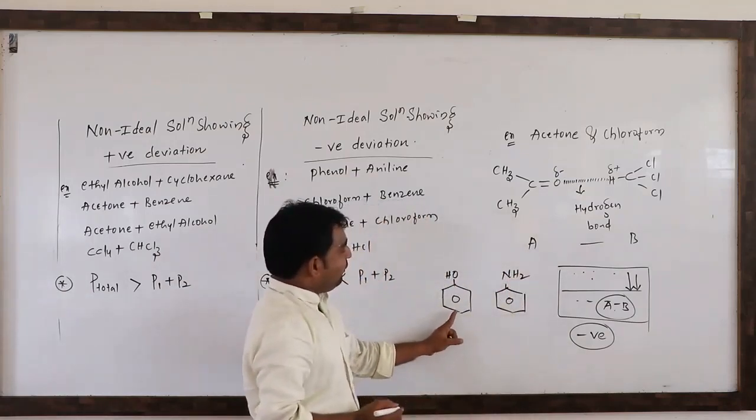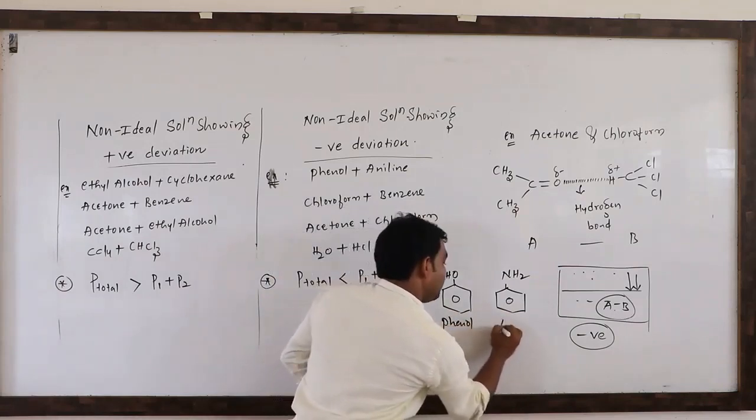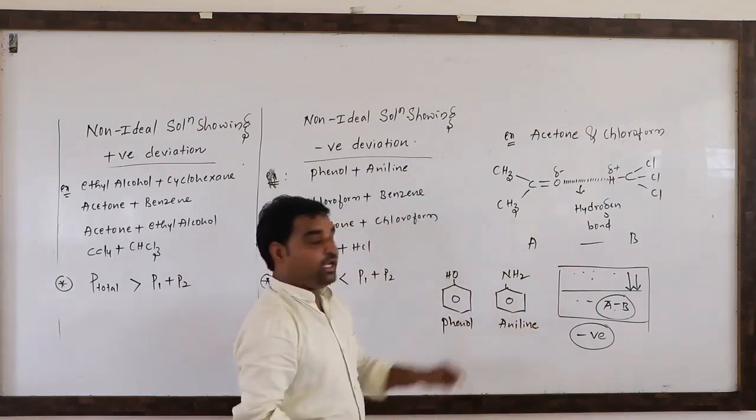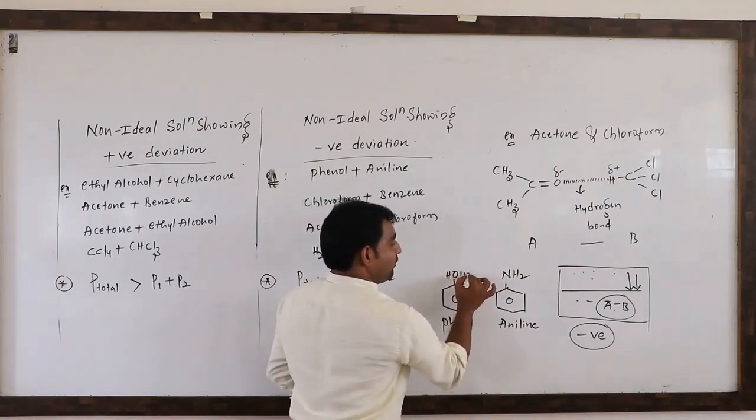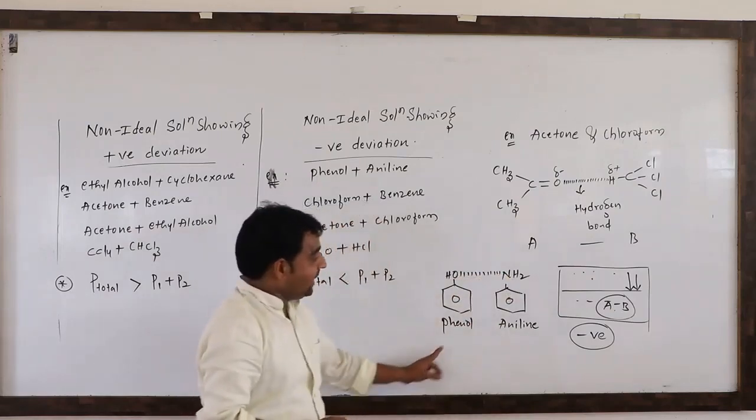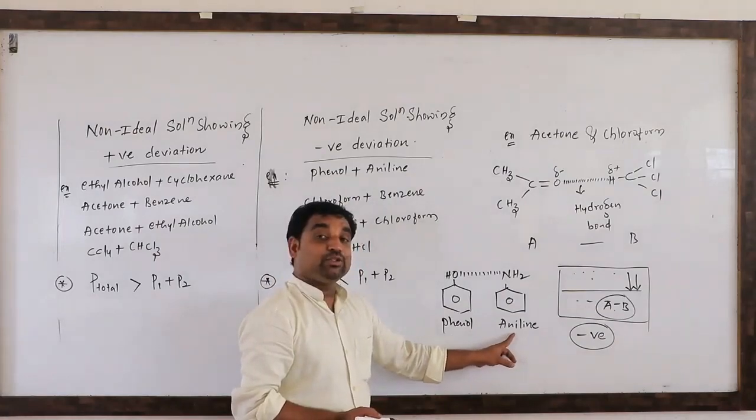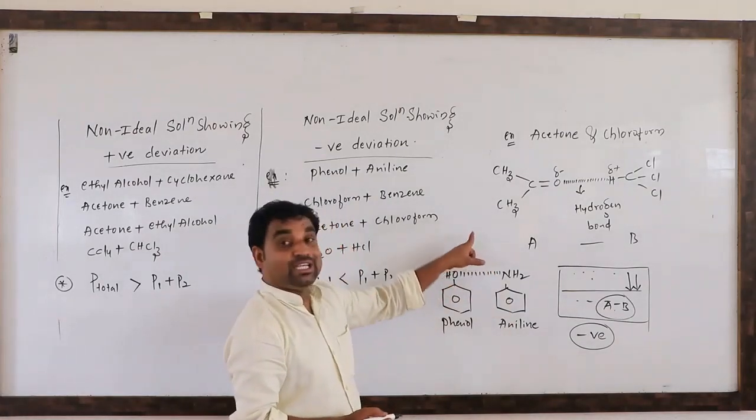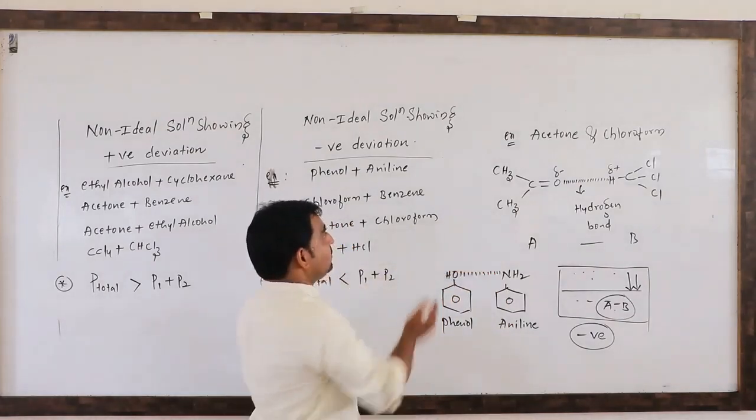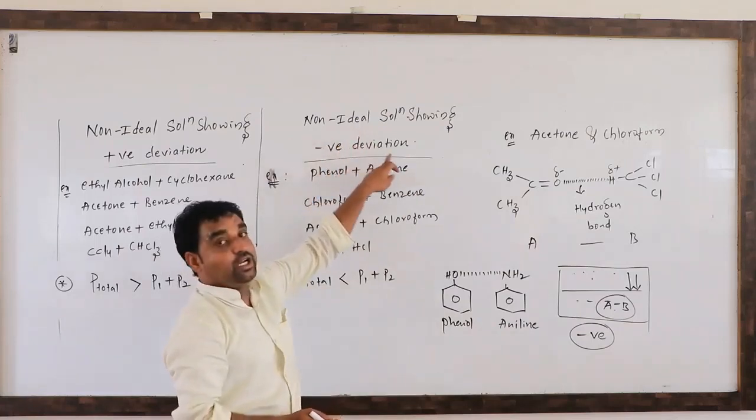After the addition of phenol to the aniline, there is a formation of hydrogen bond taking place between the oxygen and the nitrogen. Hence the AB interaction will be stronger. The tendency of escaping from the solution decreases. Hence we expect a lower vapor pressure than predicted by Raoult's law. So this type of solution will show non-ideal behavior with negative deviation.